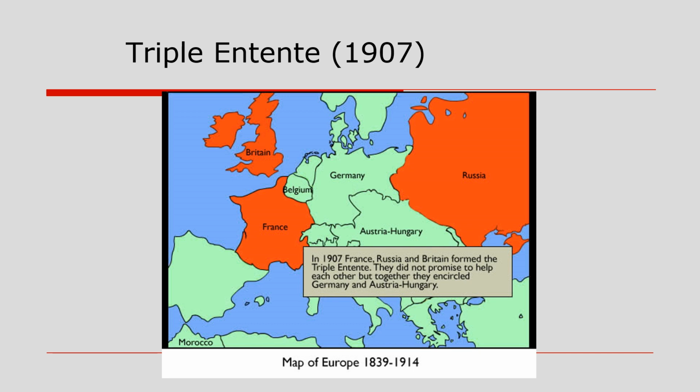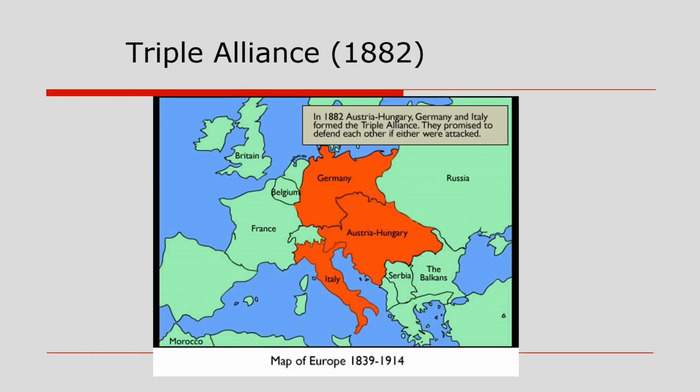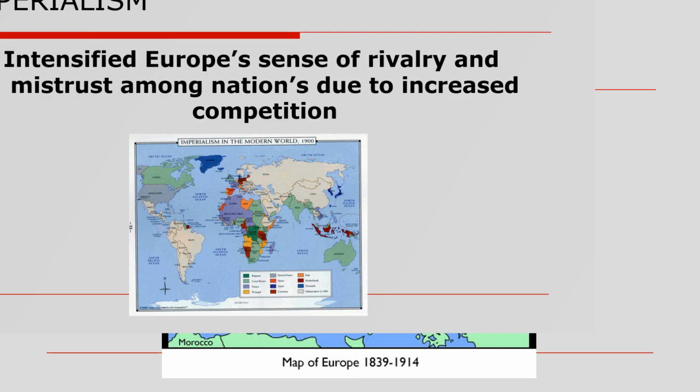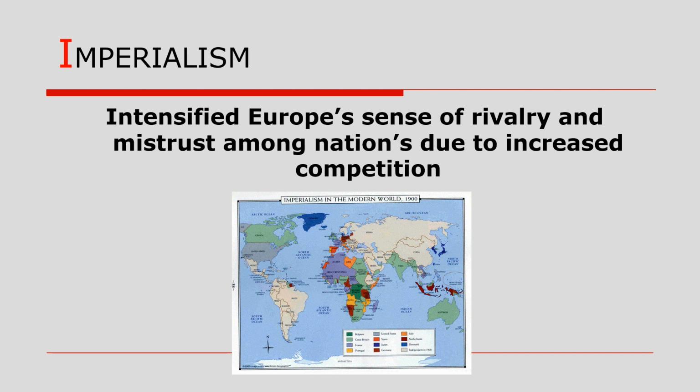Now, it gets a little confusing because the Triple Alliance, which is formed in 1882, during the war is going to become known as the Central Powers. And the Triple Entente during the war is going to become known as the Allies. So the Triple Alliance are not the Allies. So that's just a note about the wording that we'll be using.